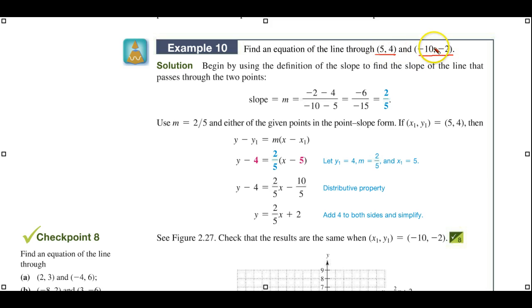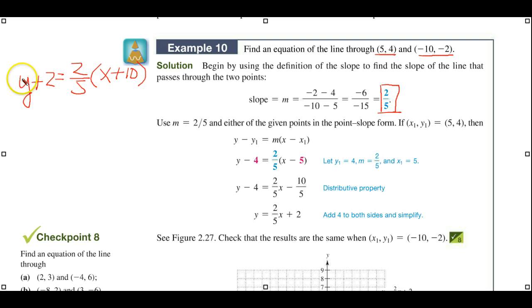So using these 2 points, we put it in the slope formula, and we find out that our slope is 2/5. Now we take that 2/5 and we can use either of these points. They're using the 5 and the 4. I'm going to use these. So I've substituted my negative 2 here, becomes a positive 2. My negative 10 is a positive 10.